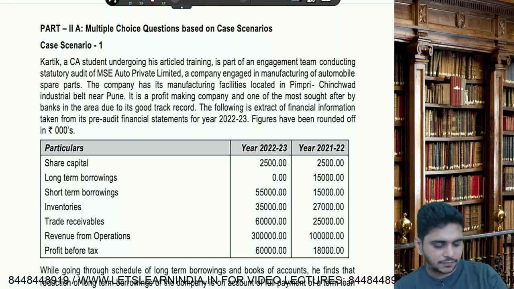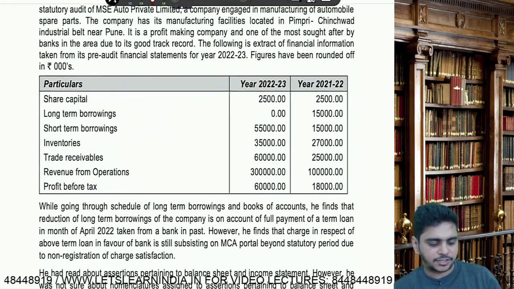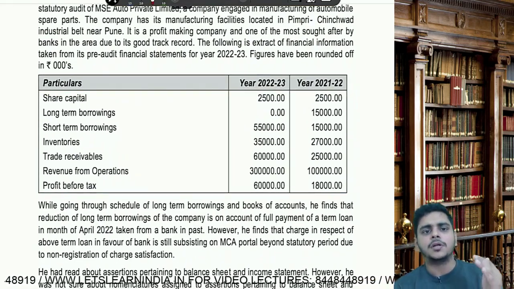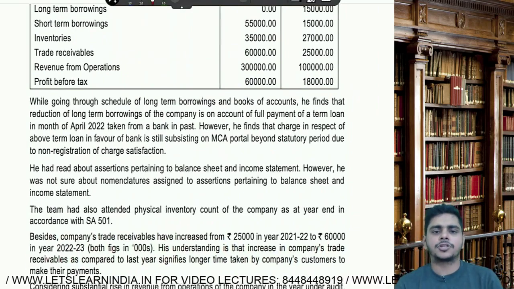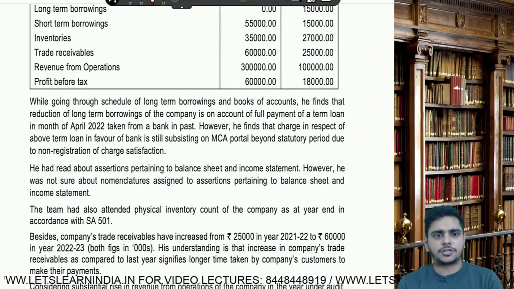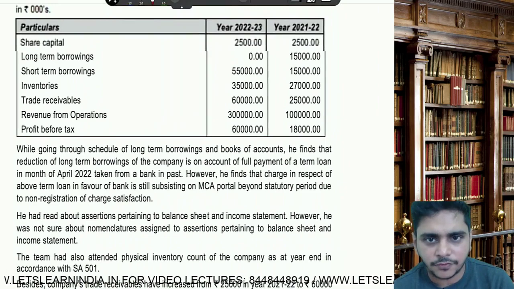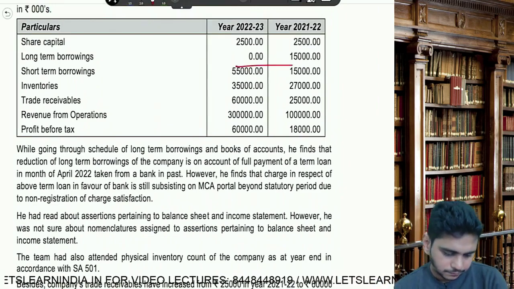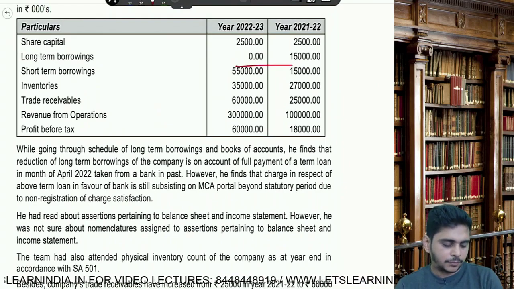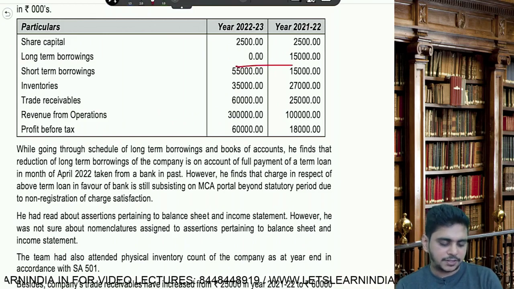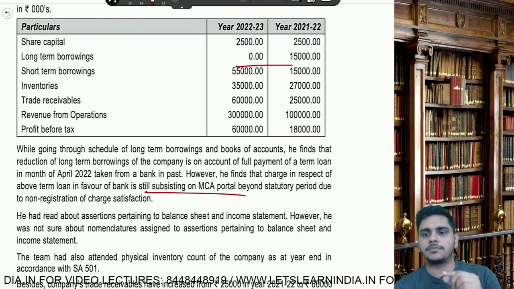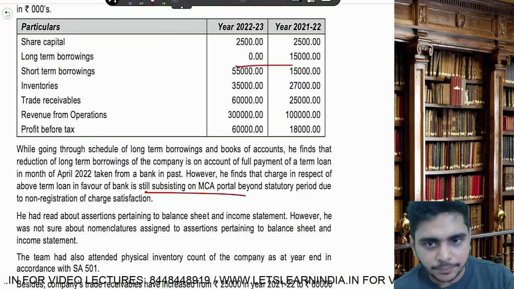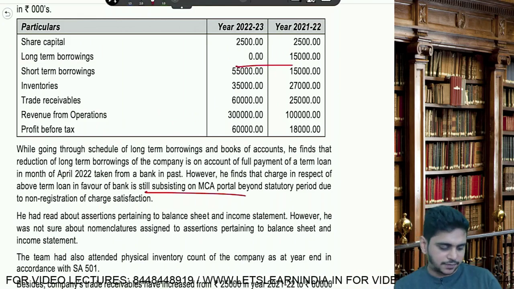The following is the extract of the financial information taken from pre-audit FS: share capital, loans, short-term, long-term, inventories, trade receivable, revenue from operation, profit before tax. While going through the schedule of long-term borrowings and books of accounts, he finds that the reduction of long-term borrowings of the company is on the full payment of a term loan taken from a bank in April 22. He finds that the charge in respect of the above loan is still subsisting on the MCA portal, subsisting meaning existing beyond the statutory period due to non-registration of charge satisfaction.